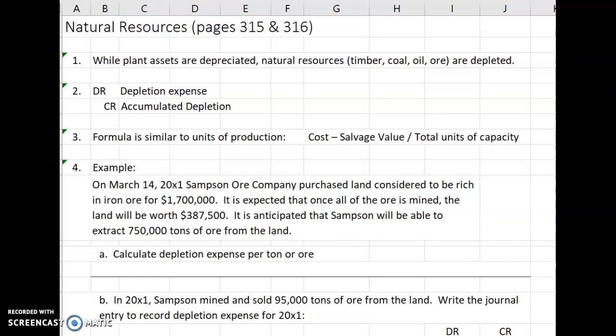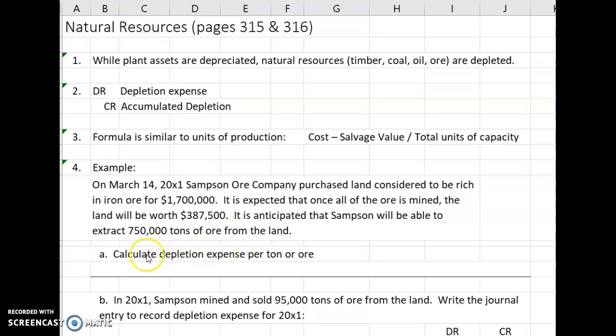Example: on March 14th, 20X1, Sampson Ore Company purchased land considered to be rich in iron ore for $1,700,000. It is expected that once all the ore is mined, the land will be worth $387,500. It is anticipated that Sampson will be able to extract 750,000 tons of ore from the land.